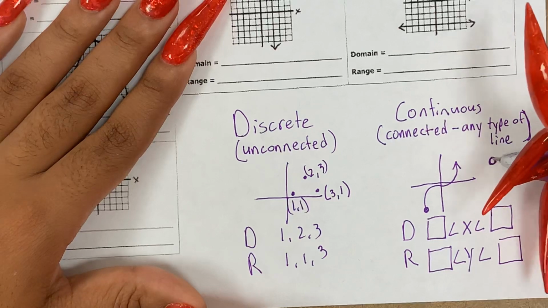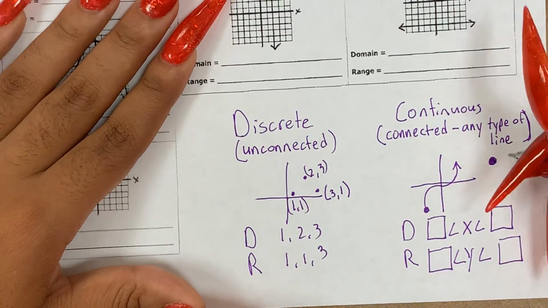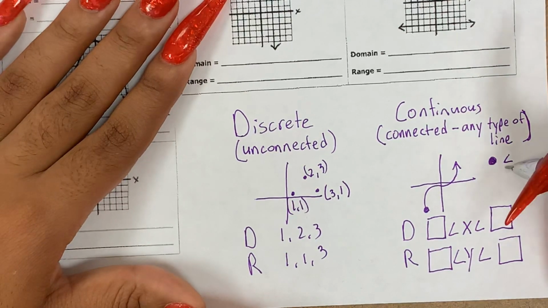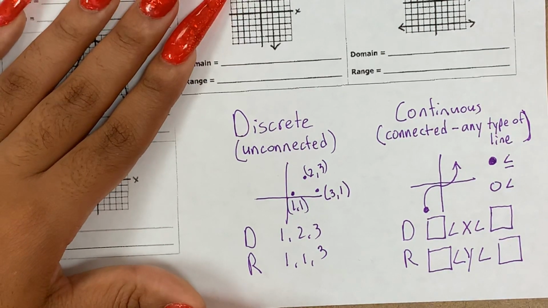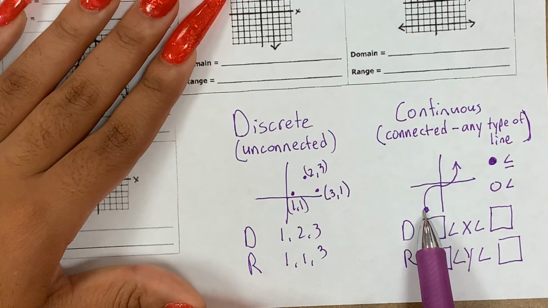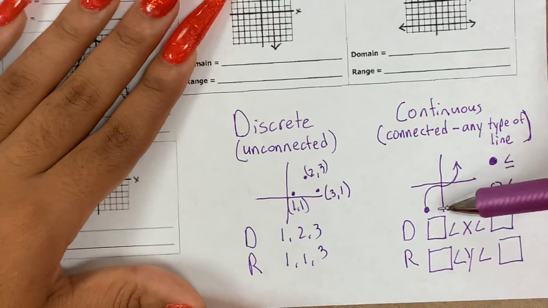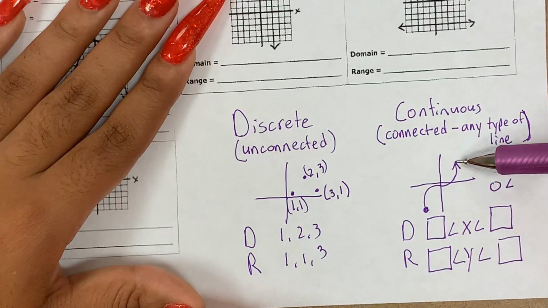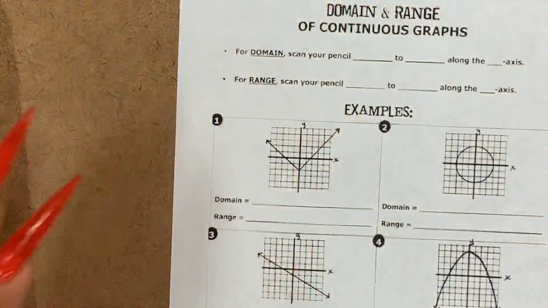If there is a solid line, like on this graph, we use less than or equal to. If it's an open circle, we use just less than. So smallest X value, largest X value. Smallest Y value, largest Y value, what goes here. All right, let's do some examples.